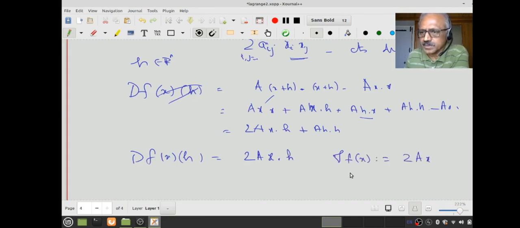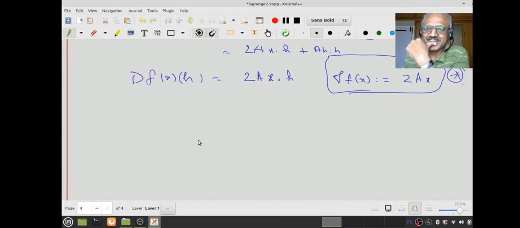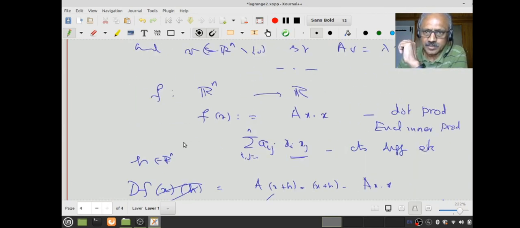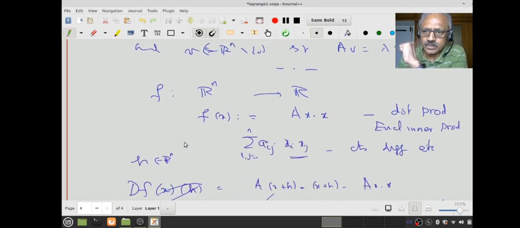2Ax. This is the vector. Beautiful. Yeah, good. You understand that? Now this is a continuous function, no matter at what point I computed the derivative. Now remember, what I want to do is the following.